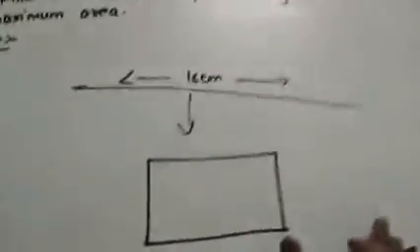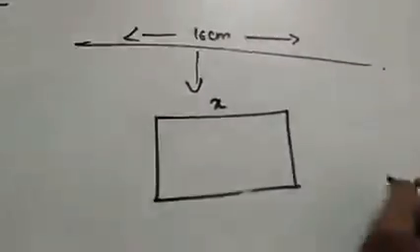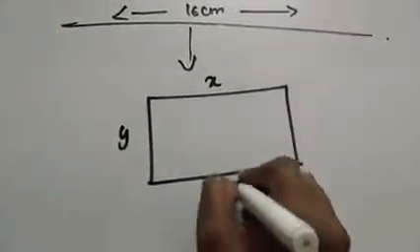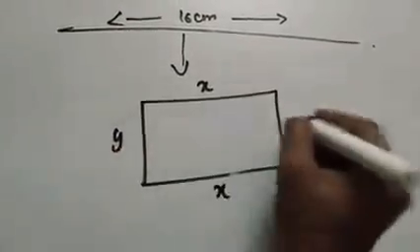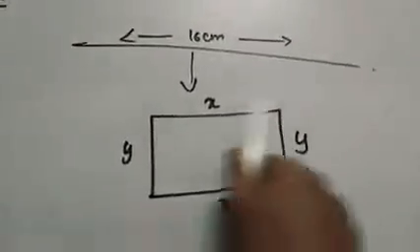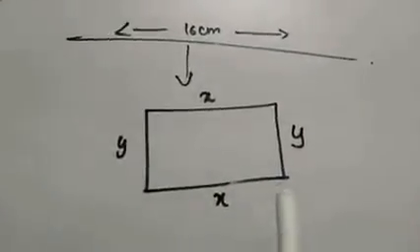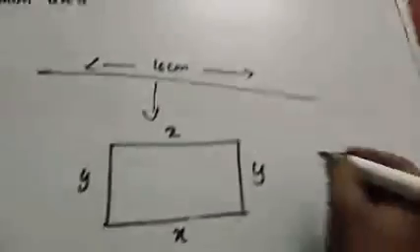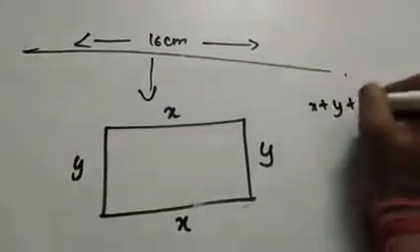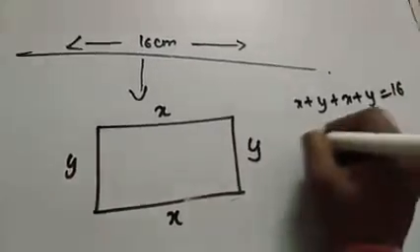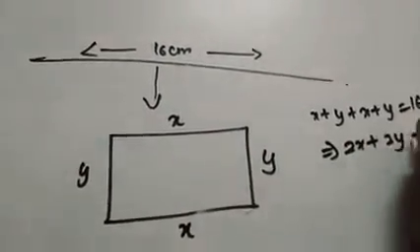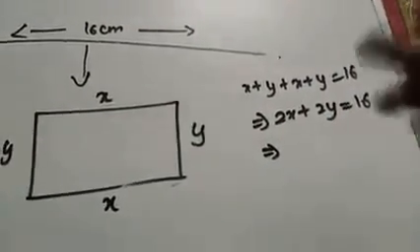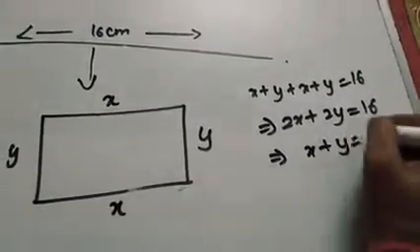Now how will you use that one? Suppose this length is denoted by x, this breadth I denote by y. In a rectangle this length and this length are the same, so this is also x, and this breadth is the same, this is also y, and the total length of the wire is 16. That means x plus y plus x plus y equals to 16, or 2x plus 2y equals to 16, or if you take 2 common and divide, x plus y equals to 8.